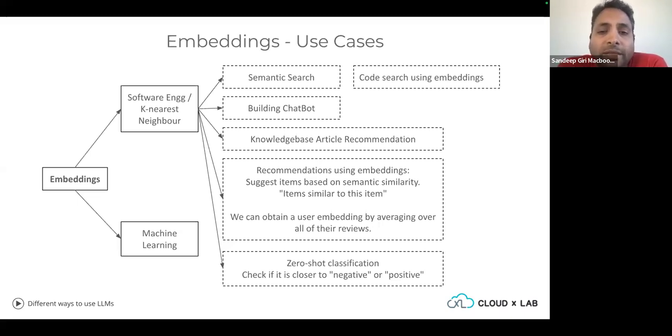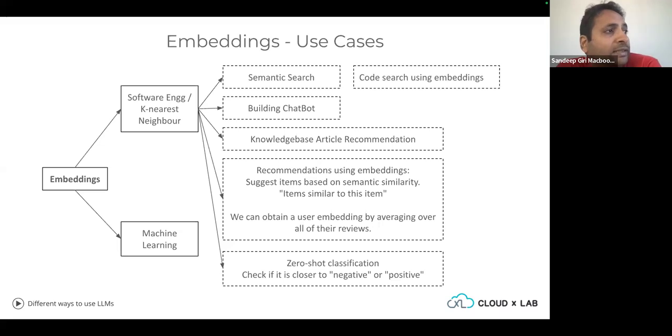Then you have the recommendation using embeddings. Say, for example, you generate the embeddings of all the items based on the descriptions, and then you can essentially find similar items nearby the embeddings of a particular item. And similar to the users, you can represent the users as a bunch of embeddings and find similar users based on the average of embeddings of all the products that they are using, or the average of all the reviews they're using.